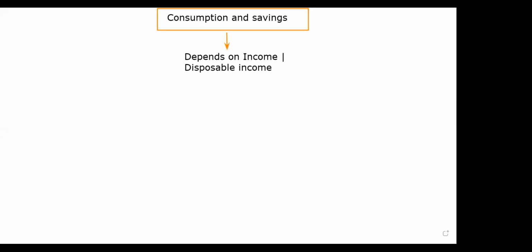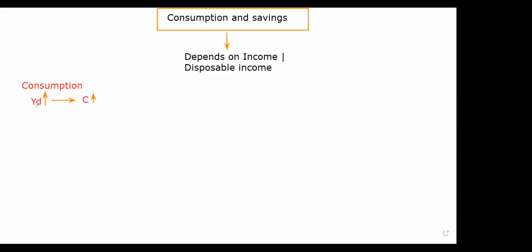So now we'll look into one of these. Rather than talking about both, we'll talk about consumption only. If your disposable income, or in other words your income, increases, what do you think happens to consumption? Income goes up. What happens to consumption? Does it increase, remain the same, or decrease? If income increases, your consumption will also increase. If your income falls, consumption will also fall.